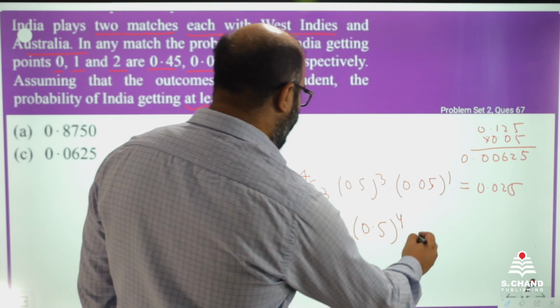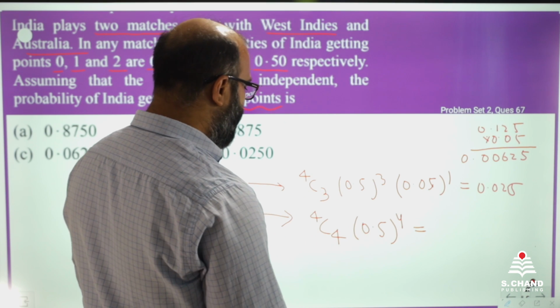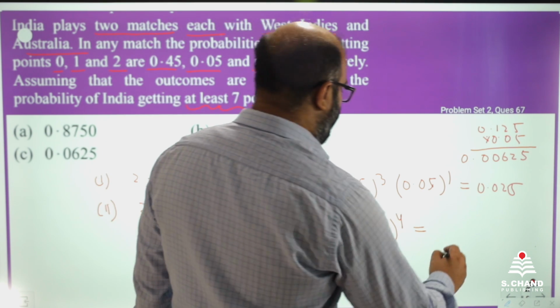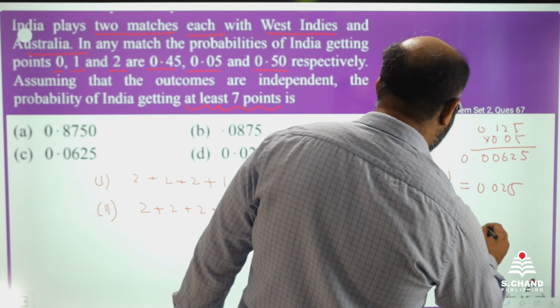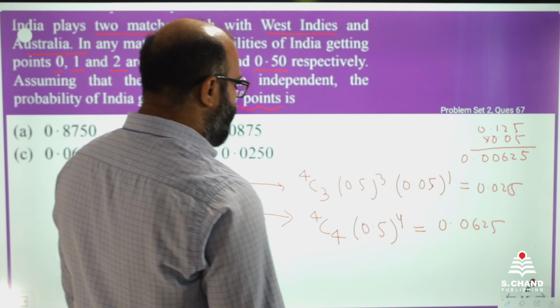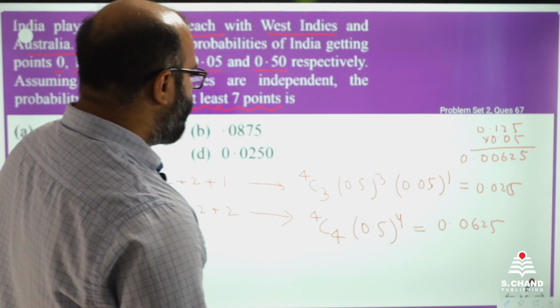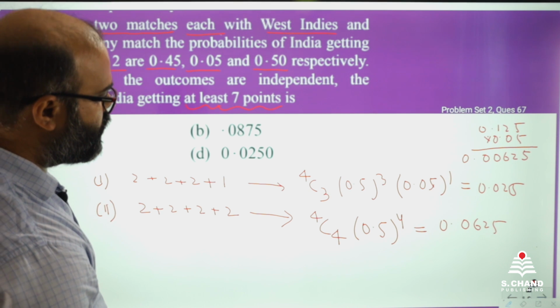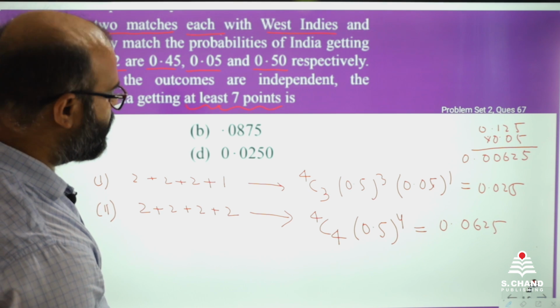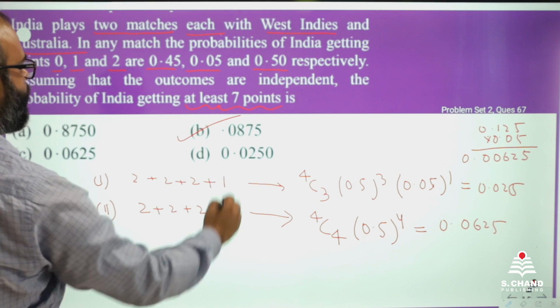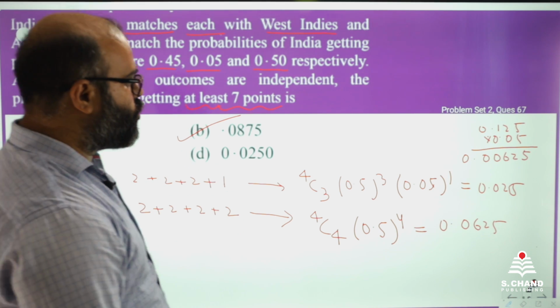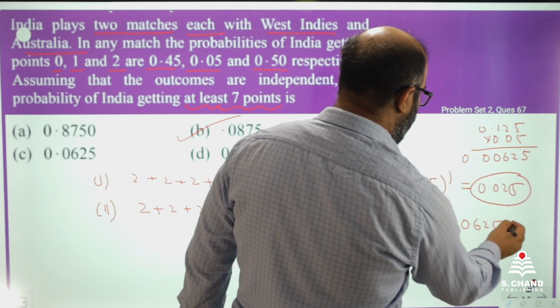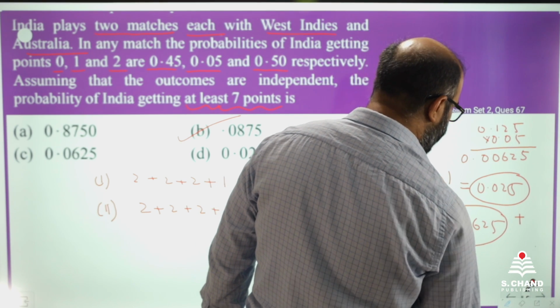Here you will get 0.5 to the power 4, 0.0625, right? Now, if you add both the cases, you will get 0.0875. So option B will be the correct option. So you have to add this one with this one and you will get the answer.